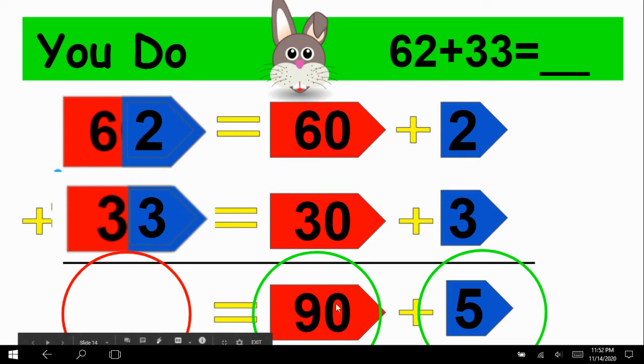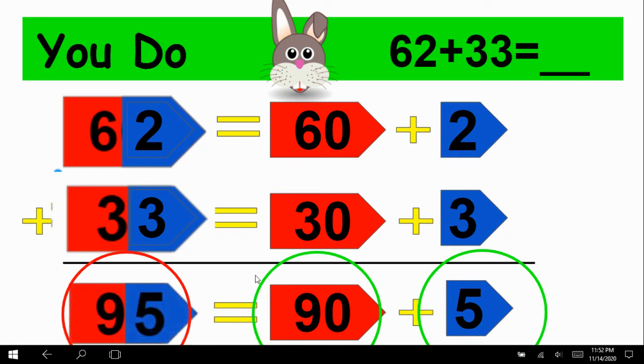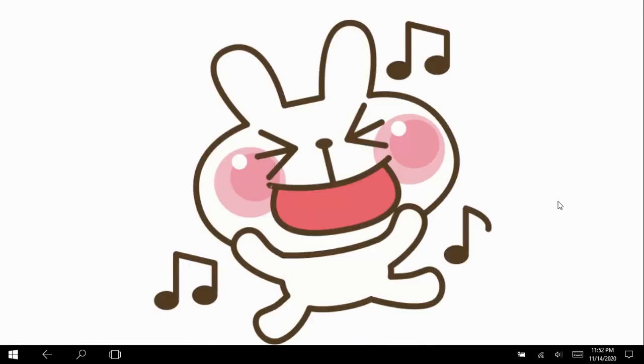Something is equal to 90 plus 5. Let's move those cards together. Did you get 95? Way to go! Woohoo! Let's dance.